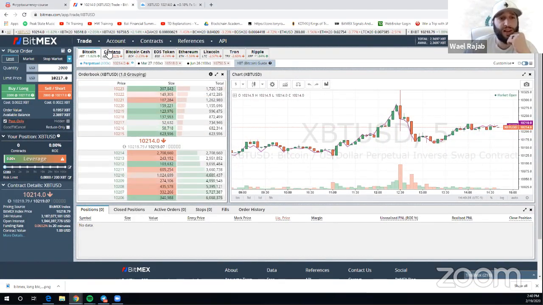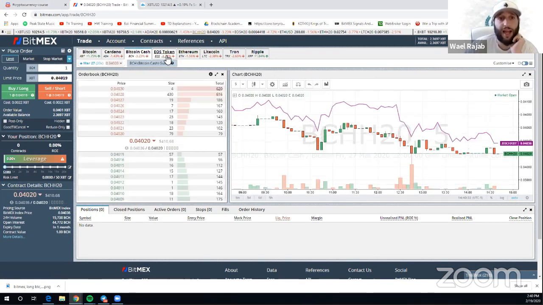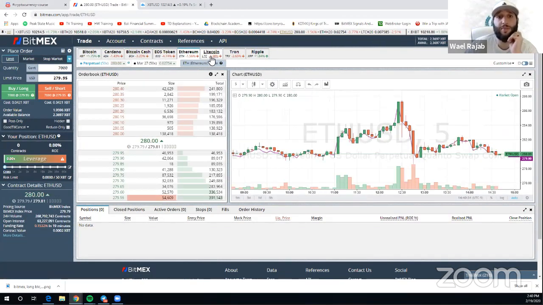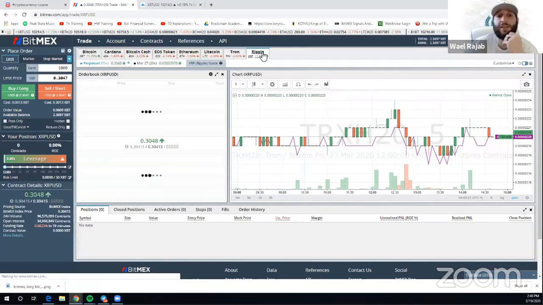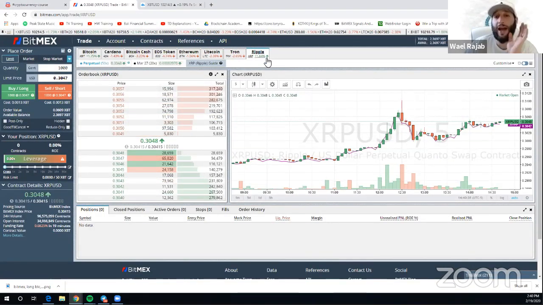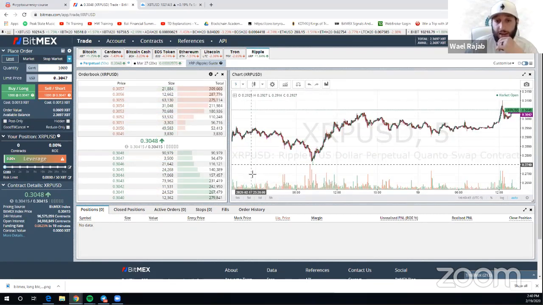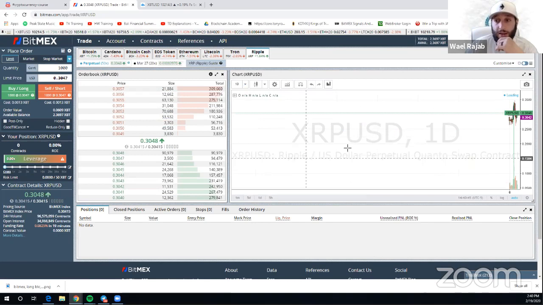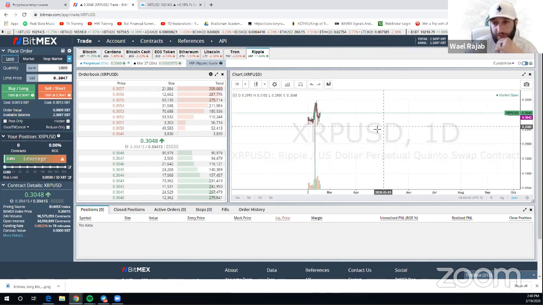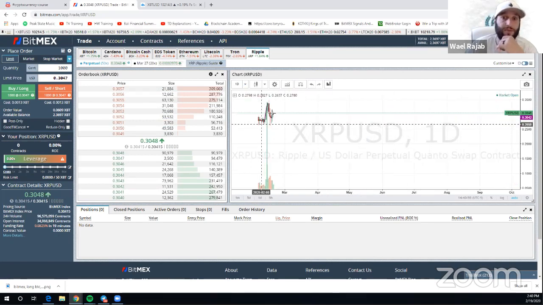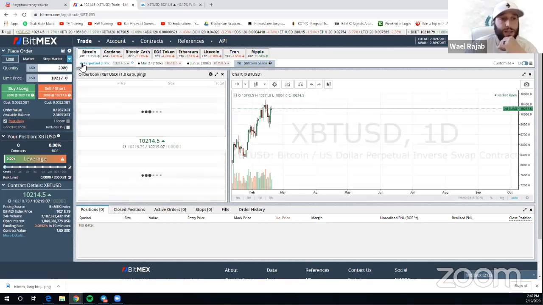So you're going to look at all the other assets you can trade: Bitcoin, Cardano, Bitcoin Cash, EOS, Ethereum, Litecoin, Tron, and they just added XRP USD. So this is fairly new, as you can see. If we go to the 1 day, you can see just a few candles, probably like 15 days, 2 weeks max. So let's get back to Bitcoin.